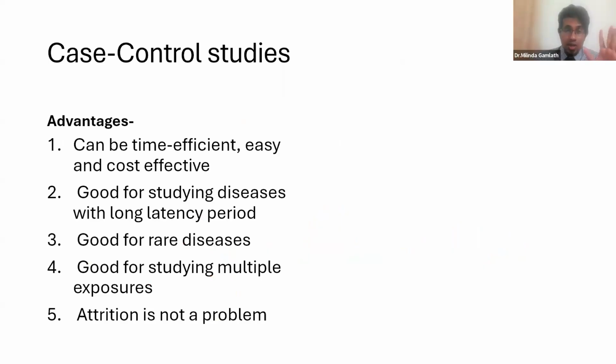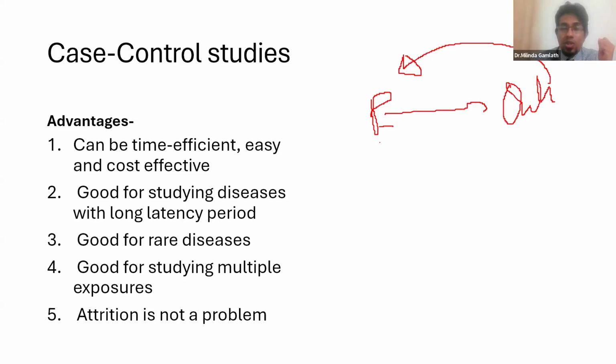So for the case control study, the advantage is the opposite of the cohort study disadvantages. The cohort study disadvantages were that they are time consuming, difficult to do, and have a high cost. The advantage of a case control study is the exact opposite. They are time efficient, they are easy, and they are cost effective. Why? The outcome has already happened. The exposure has happened and the outcome has happened. All you have to do is go back and look at the exposure levels. So this can be done in a short period of time.